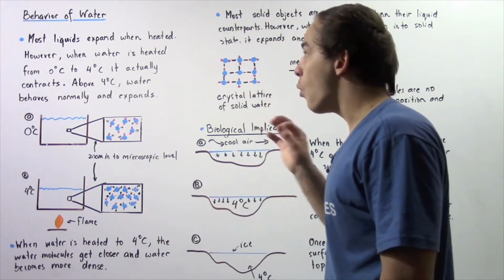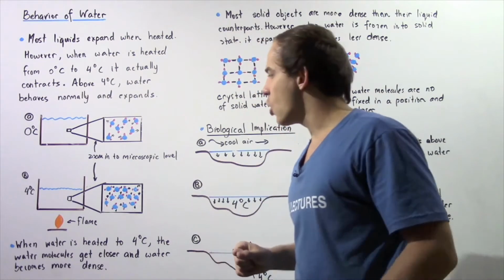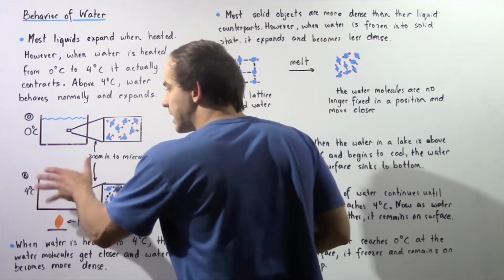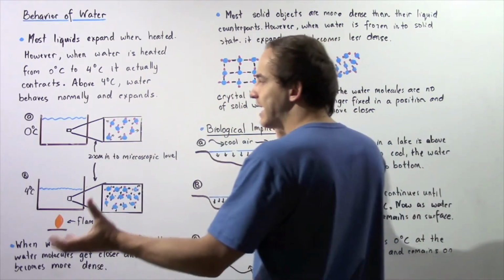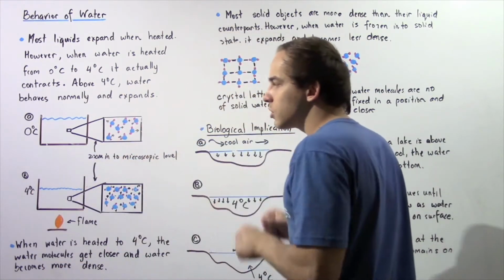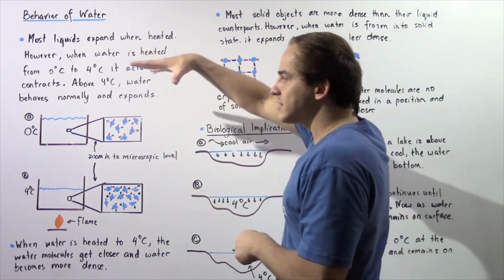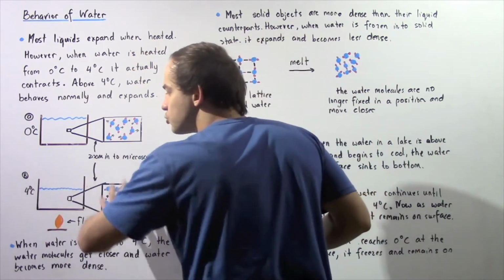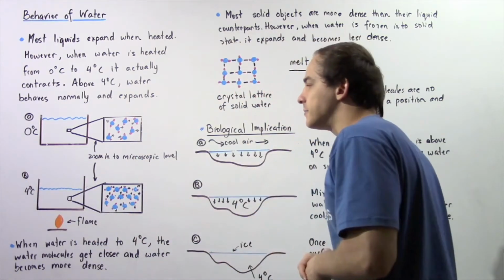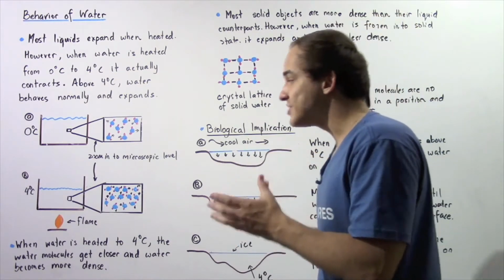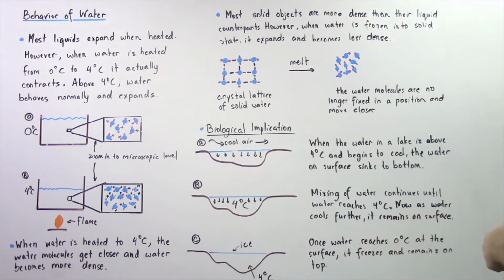So as a result, water is most dense at 4 degrees Celsius. So if we take this water at 4 degrees Celsius and this water at 0 degrees Celsius and we mix them, the water at 0 degrees Celsius, the less dense water, will stay on top, and the more dense water, the water at 4 degrees Celsius, will move to the bottom. And this result creates biological implications, as we'll see in just a moment.